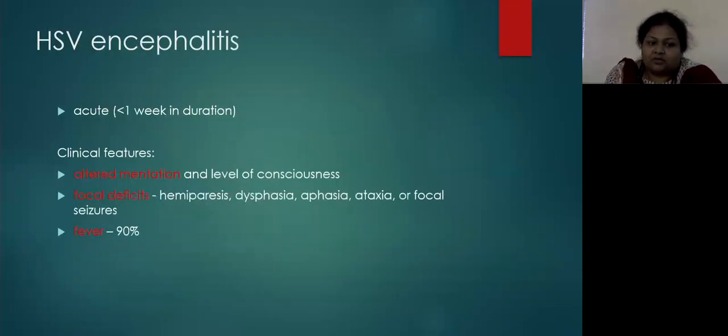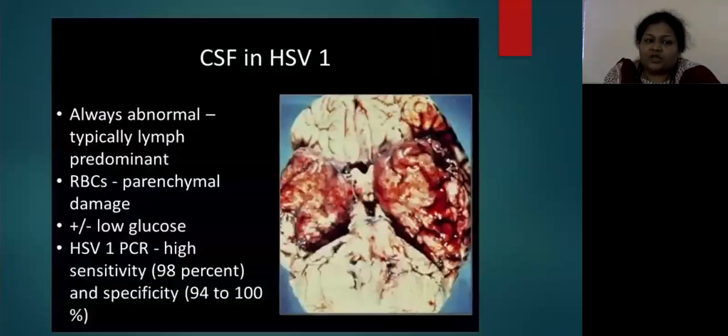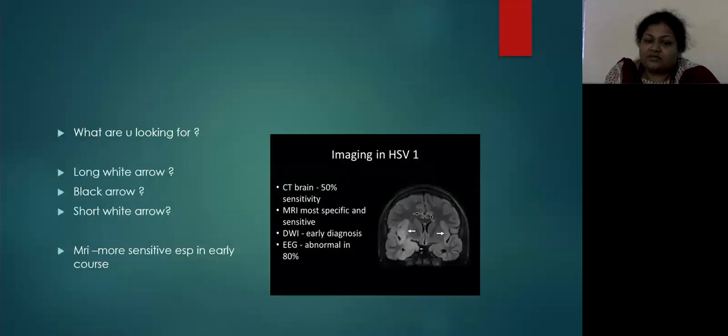Okay. So I'm not going, it's the same thing. Fever will be there 90%, focal deficits and altered mentation. It is sporadic, it can be fatal, it can involve any age group. Okay. So typically lymphocytic predominant, okay, and HSV PCR has a very high sensitivity, 98%, and specificity is also good. It's because of this inflammation of the temporal lobes that you see the erythrocytes in the CSF. So what are you looking for here? Can you look at those? What are the long white arrows?